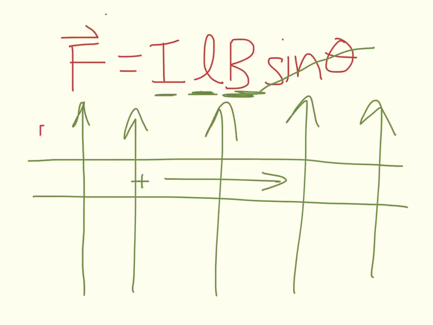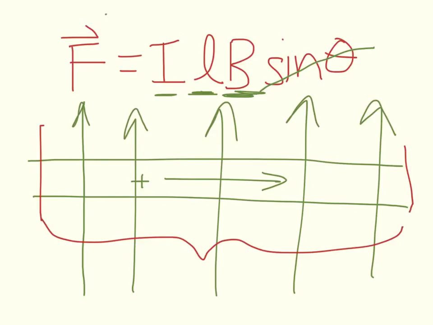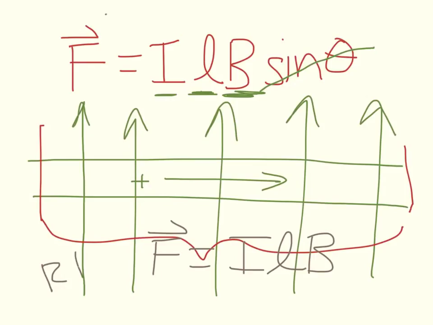And let's say our wire ends right here, so we've got some length L. And because of this exact perpendicularity, we can just say that the force acting on this wire is equal to ILB. That's pretty simple. Again, we have to use the right-hand rule to make this calculation. Let's take a look at what the right-hand rule diagram looks like one more time.